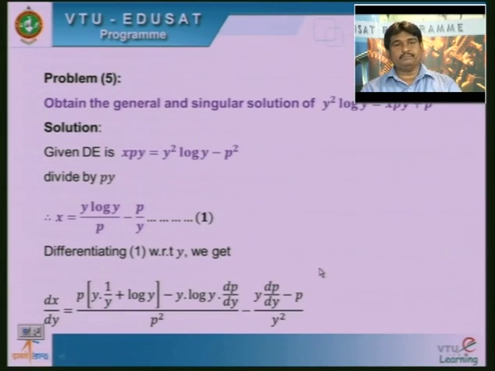Problem number 5. Obtain the general and singular solution of y square into log y equals xpy plus p square.